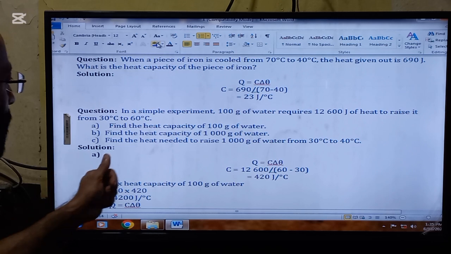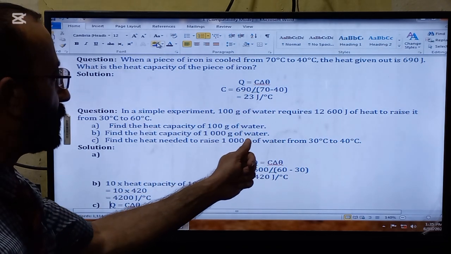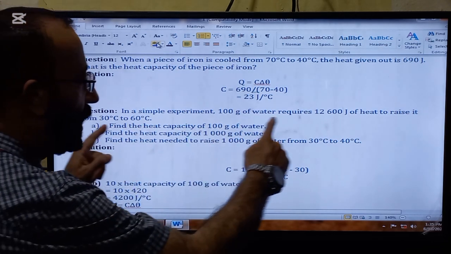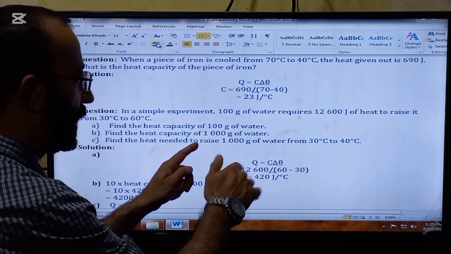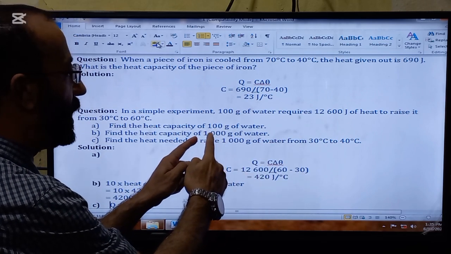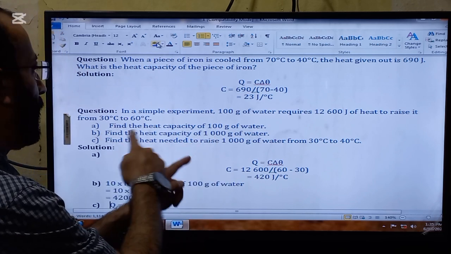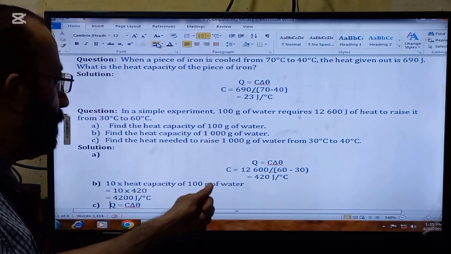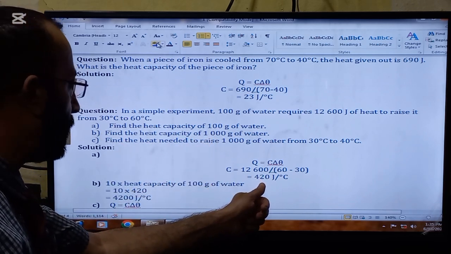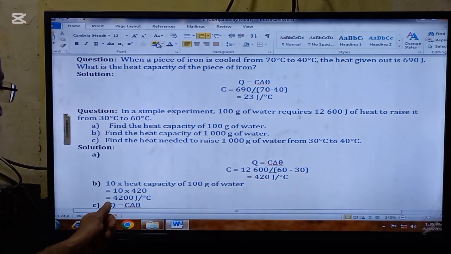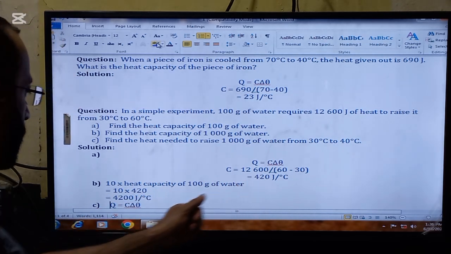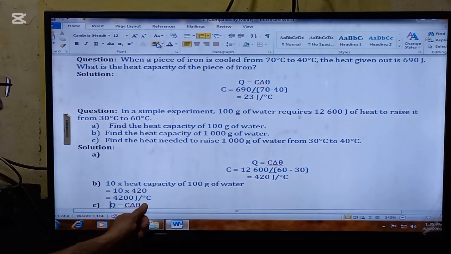B part is find the heat capacity of 1000 grams of water. So all the remaining things are the same, only the quantity of water is increased, that is actually 10 times of A part. So we will directly multiply 10 with the answer of the heat capacity. So look now, 10 into 420 will be 4200 joule per degree C.